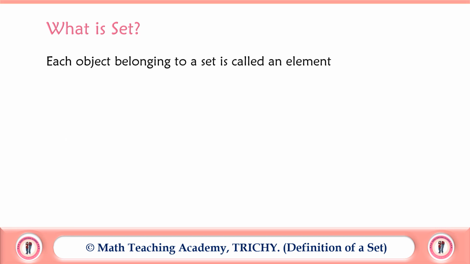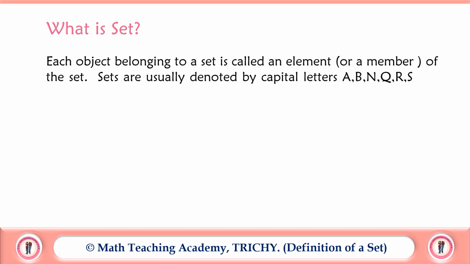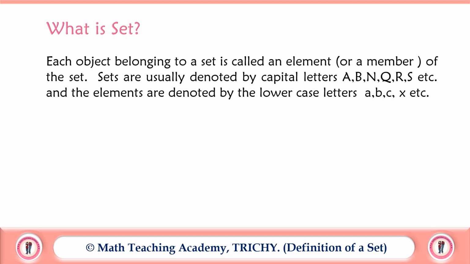Each object belonging to a set is called an element or member of the set. Sets are usually denoted by capital letters, say A, B, N, Q, R, S, etc. And the elements are denoted by lowercase letters: small a, small b, small c, small x, etc.